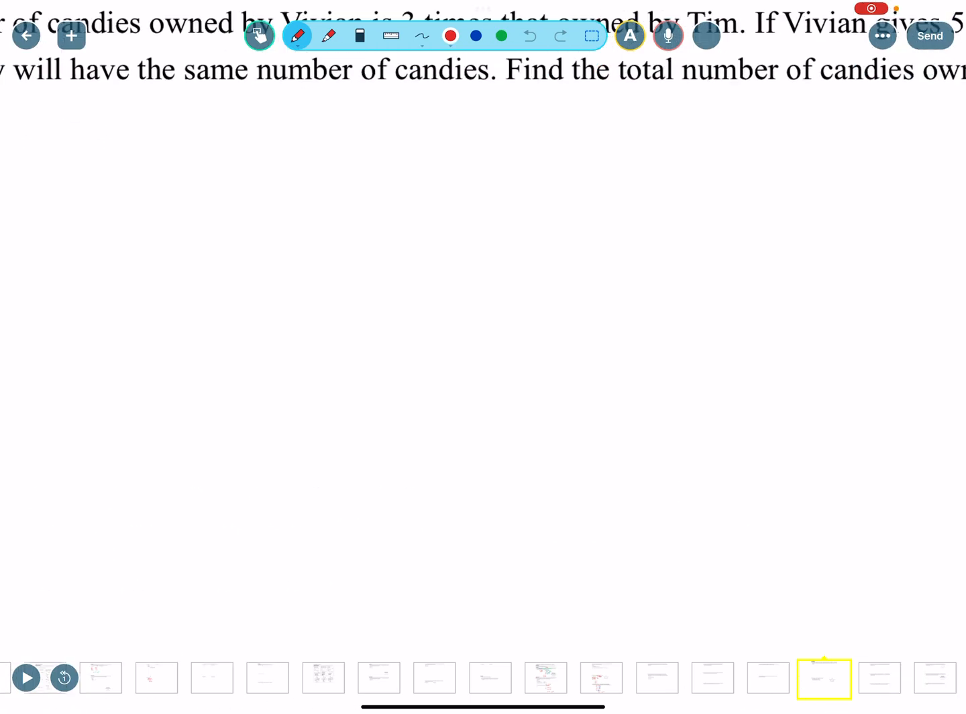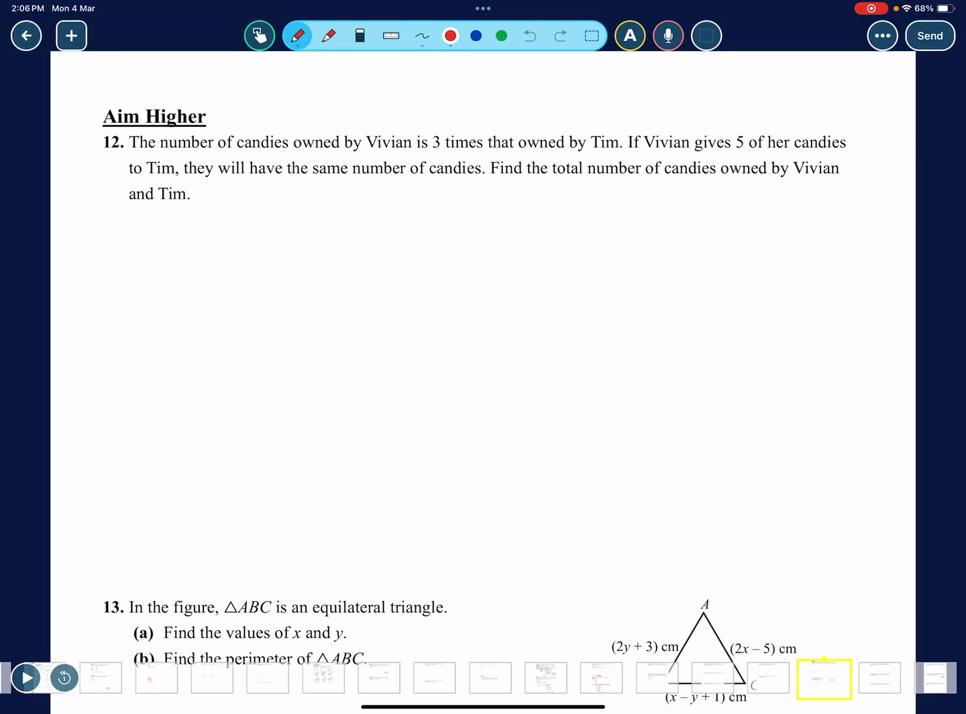Let's go for 12. The number of candies owned by Vivian is 3 times that owned by Tim. If Vivian gives 5 of her candies to Tim, they will have the same number of candies. Find the total number of candies owned by Vivian and Tim. So before we start, we gotta make sure we have an unknown declared. If not, you have to declare it yourself.